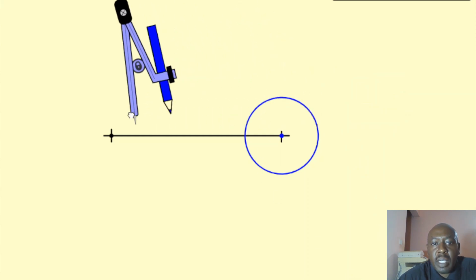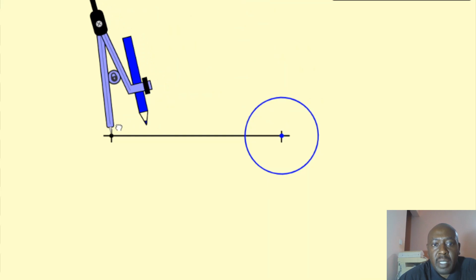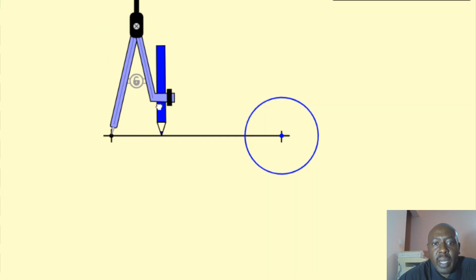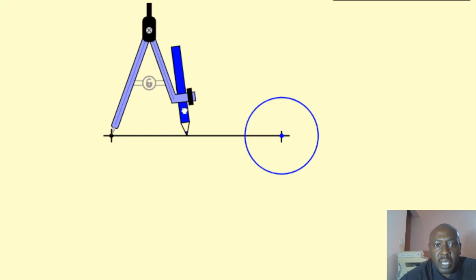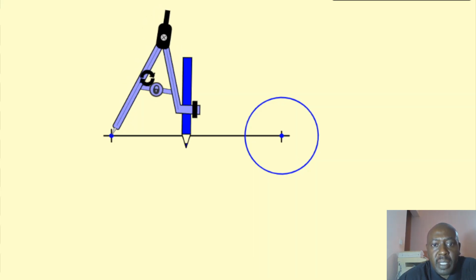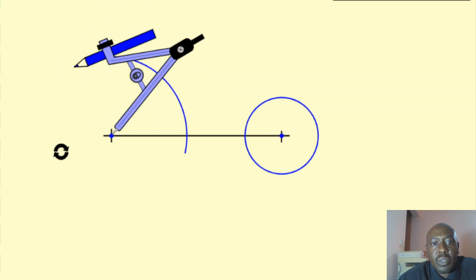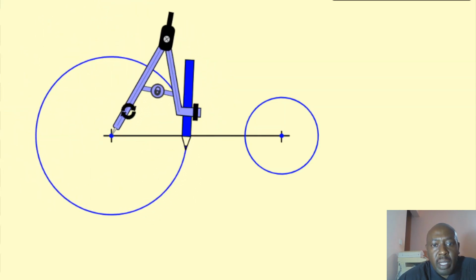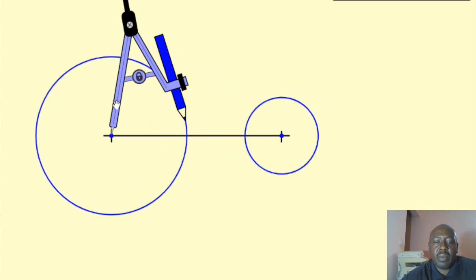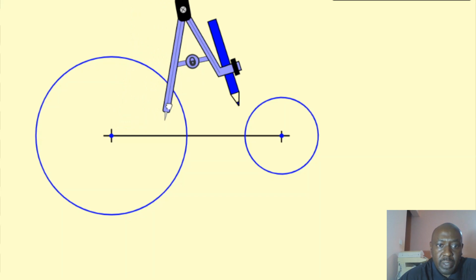Then we change the center of the pair of compass to center 1. The first circle is bigger in radius, so we have to adjust our compass. We also make our circle. Yes, there we are. We now have the two circles which are accurate.